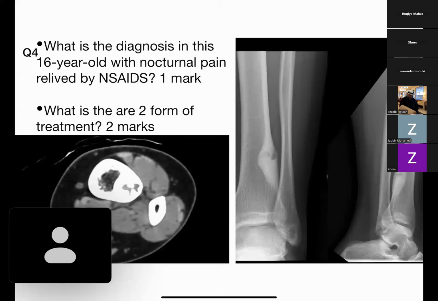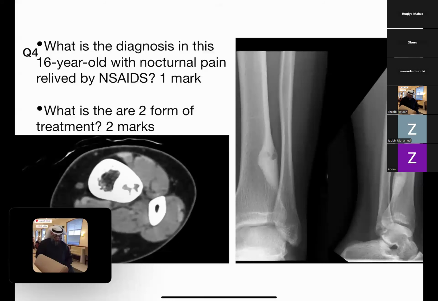Now, sometimes what we'll do is we know we're giving something which is hard. This is one of those questions that was sent by myself. And I know that I'm giving something which is a little bit hard, but the exam will give it, okay? So this is a 16-year-old with nocturnal pain relieved by NSAIDs. Yeah? What is the diagnosis?